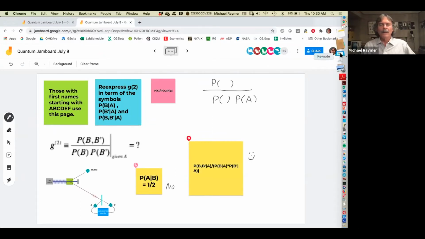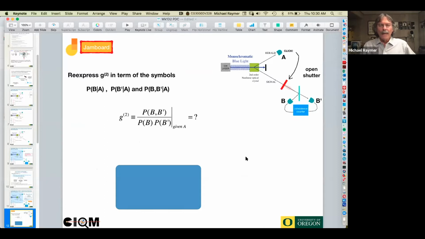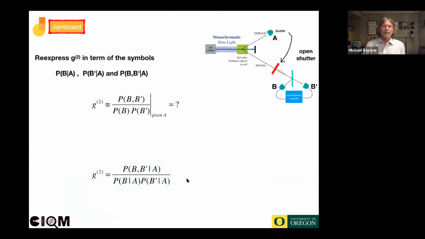Okay, let's go back to my keynote presentation. And a number of you did type the correct answer in, so good. So let's not spend too much more time on it, but here is the answer. And we simply use this notation that, given A, B prime and B will click, and that's divided by the product of these probabilities. Given A, B prime will click, and when you multiply two probabilities together, you can say and, given A, B will click. Okay. Moving right along.